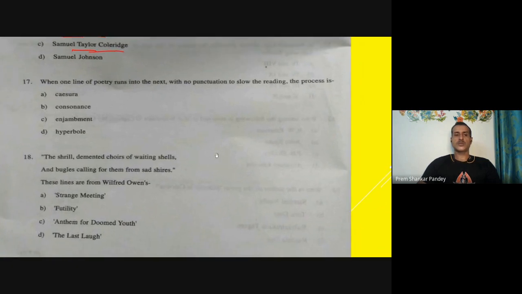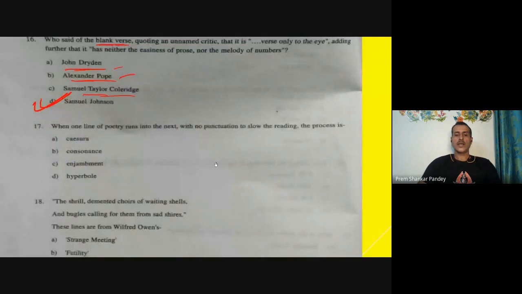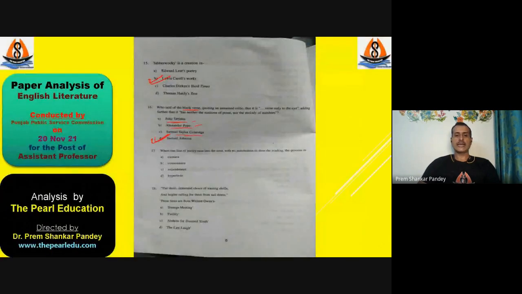Next, moving on to question number 17. When one line of poetry runs into the next line with no punctuation to slow the reading, the process is known as. If there is a punctuation, it is called caesura. But if there is no punctuation, and one line is moving to the next line, it is called enjambment. All of you gave the right answer. Enjambment is the right answer.